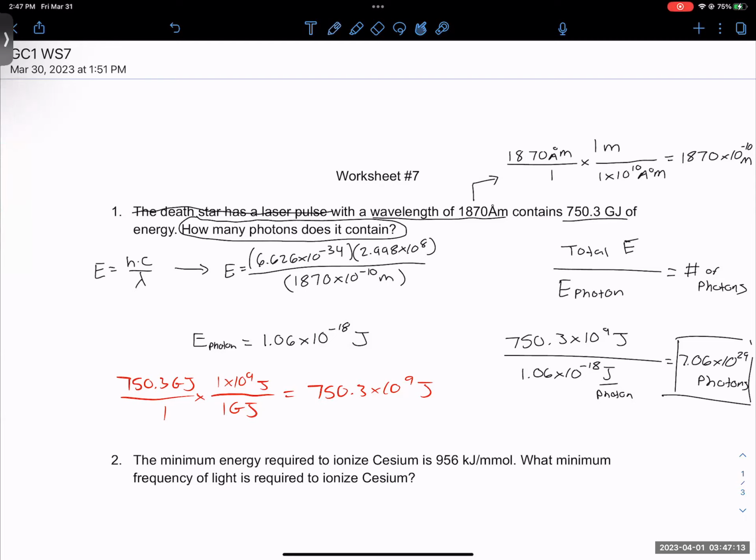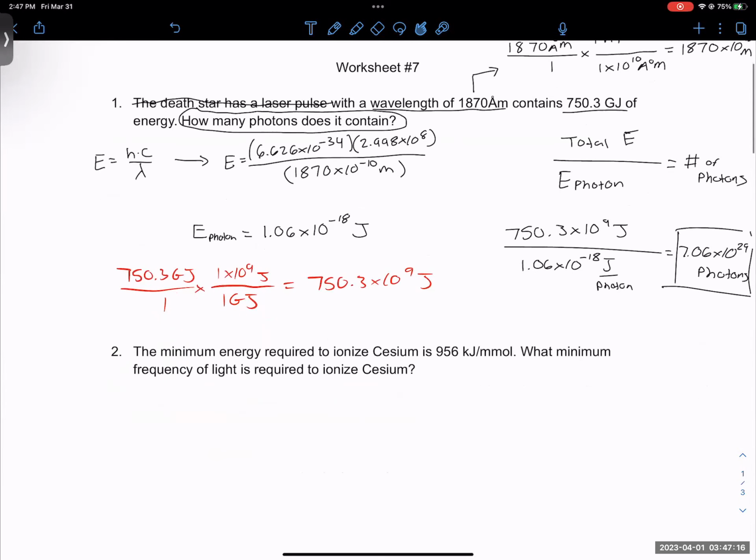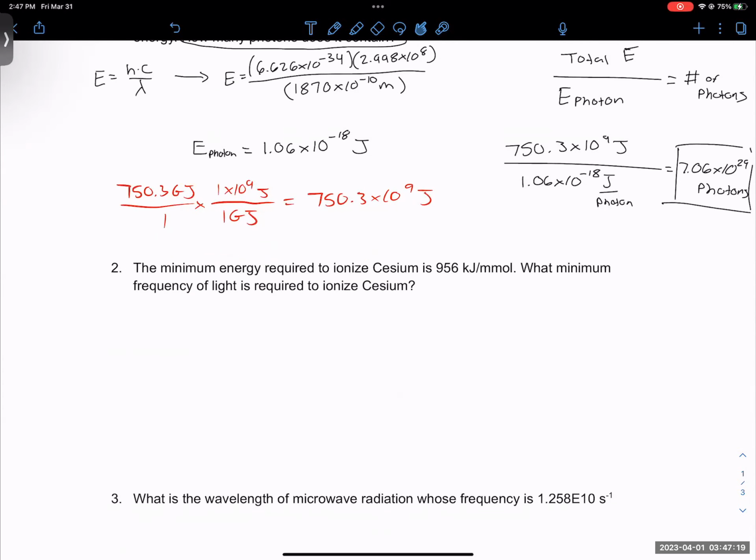Sounds like a plan. And the next one is also pretty much the same as the second question on your take-home assignment. The take-home assignment says the minimum energy required to ionize sodium is 493 kilojoules per mole. What minimum frequency of light is required to ionize sodium? Number 2 on the worksheet we're doing says the minimum energy required to ionize cesium is 956 kilojoules per millimole. What minimum frequency of light is required to ionize cesium? Again, copied the flow of Dr. Armand, word for word, bar for bar. Anyways, let's give y'all 3 minutes to work on this one, and we'll tackle that after this.